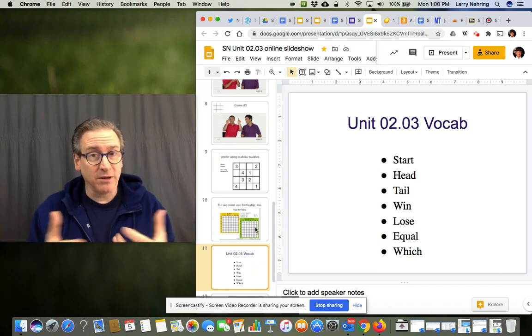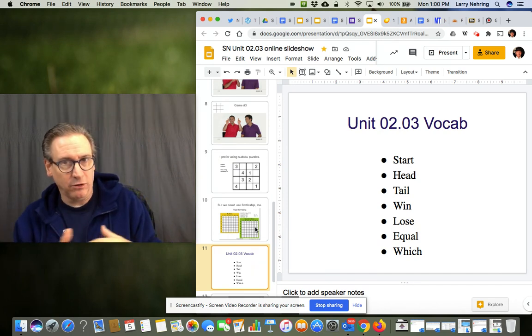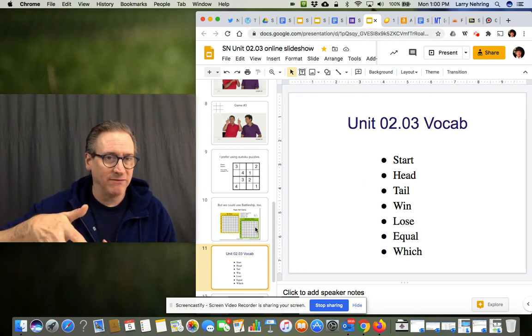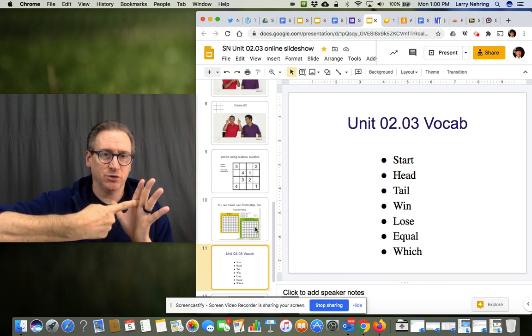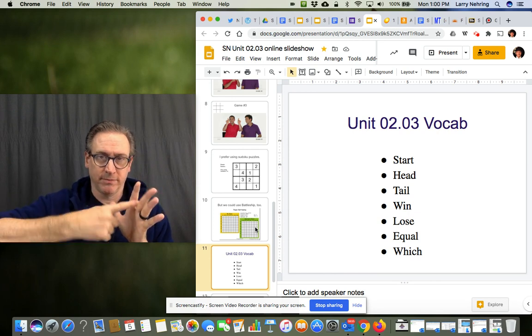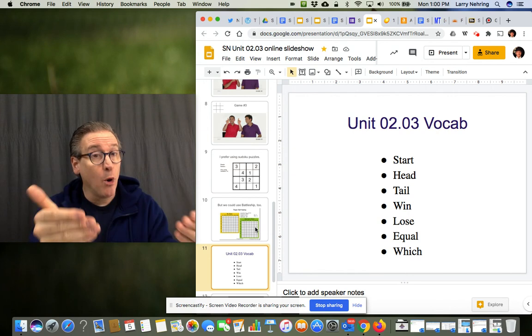So now that we're playing a couple of games, some things that will be helpful are some vocab that have to do with games. So start. Imagine you've got a key and you put it in the ignition and twist it forward. Start. Start, or go ahead.